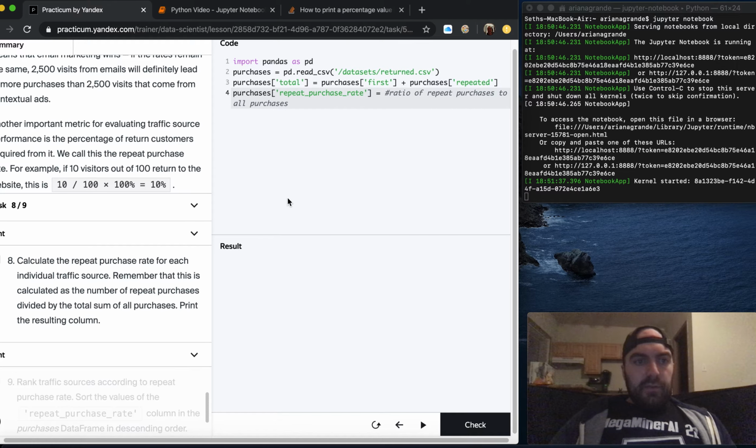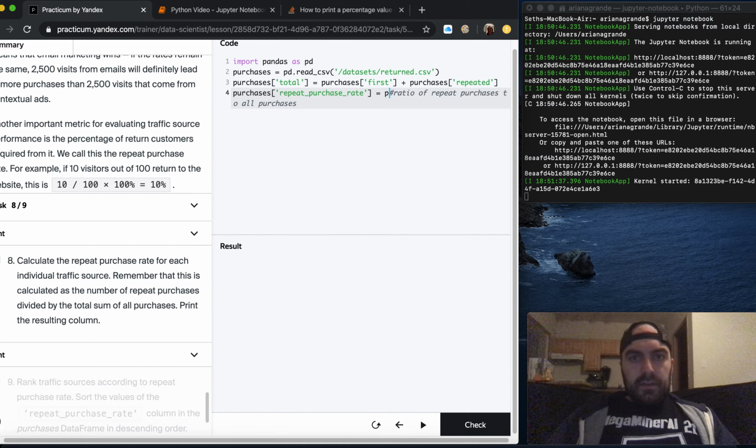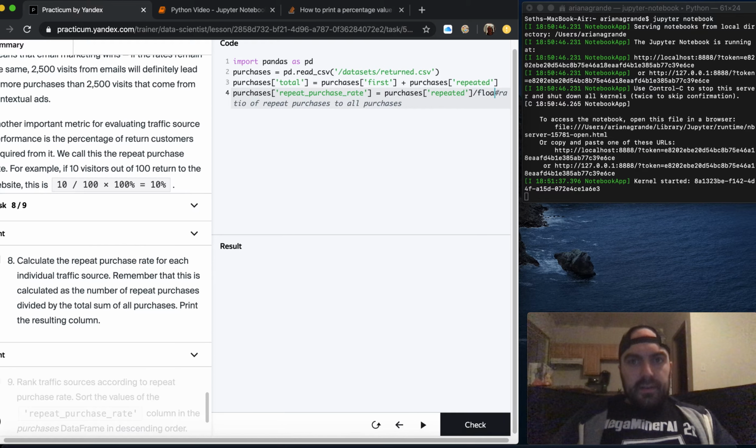Calculate the repeat purchase rate for each of the individual traffic sources. Remember that this is calculated as the number of repeat purchases divided by the total sum. Print the resulting columns. So the repeat purchase rate is going to be equal to purchases repeated divided by, cast it to a float, the purchases total in the cast, and then they want us to print it.